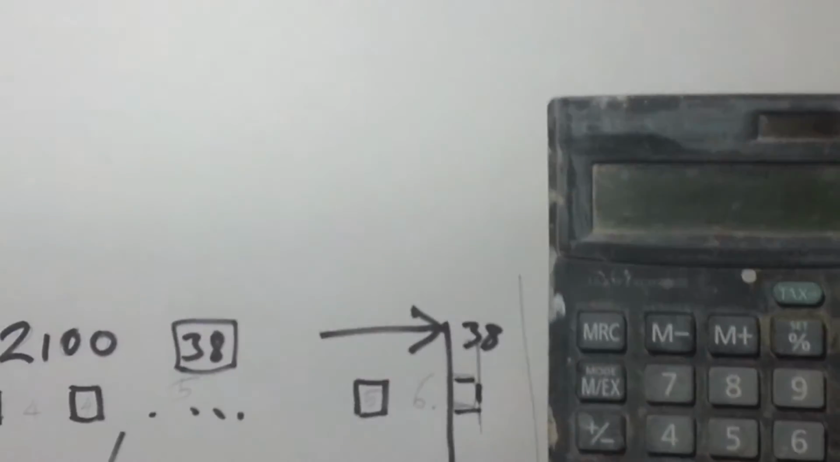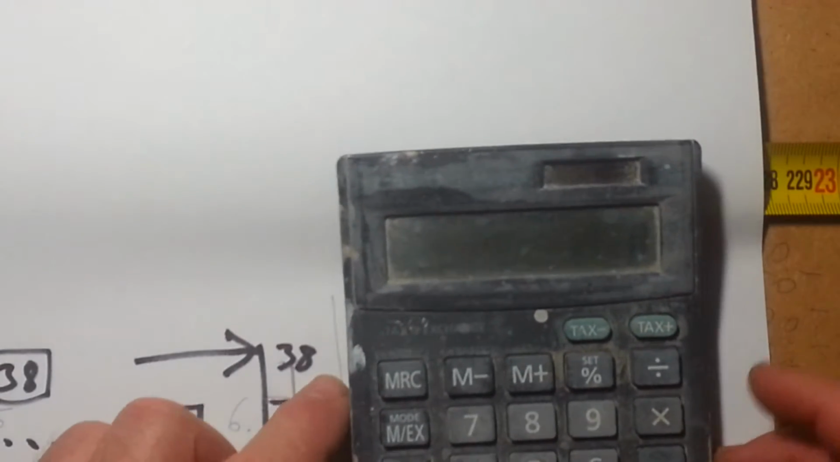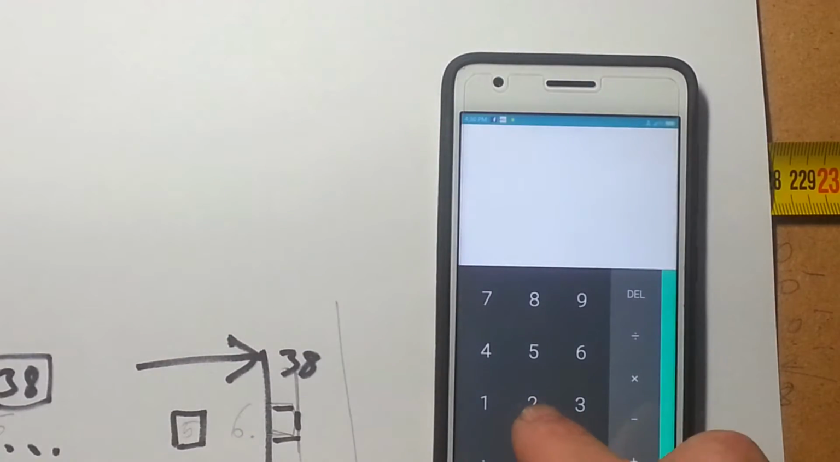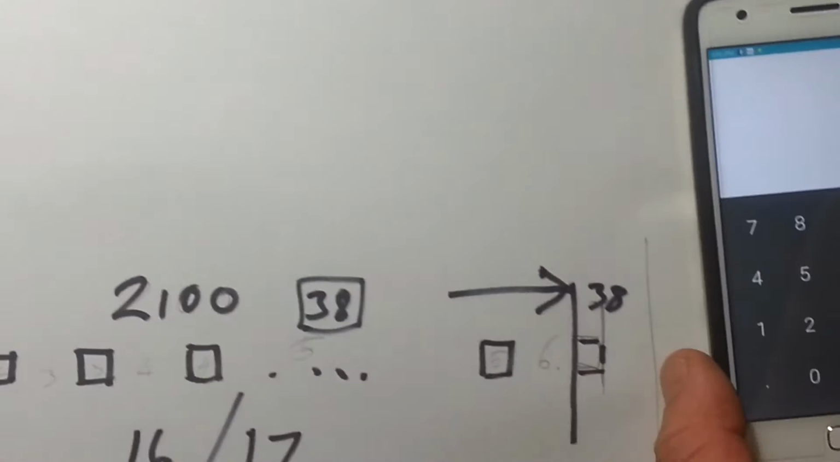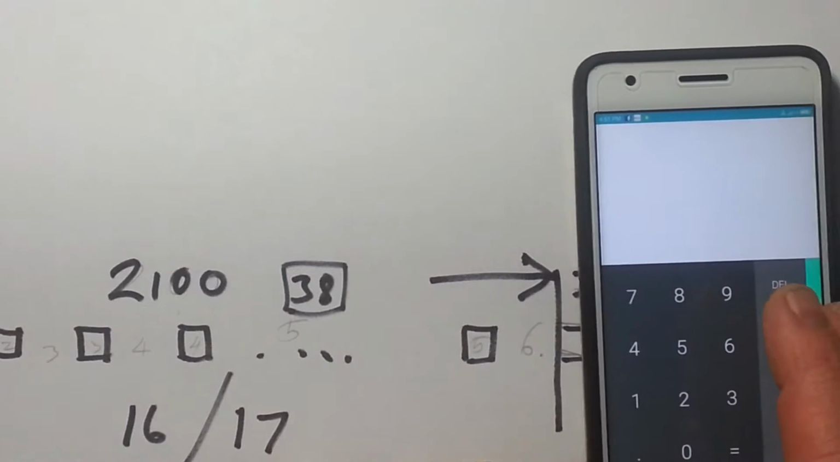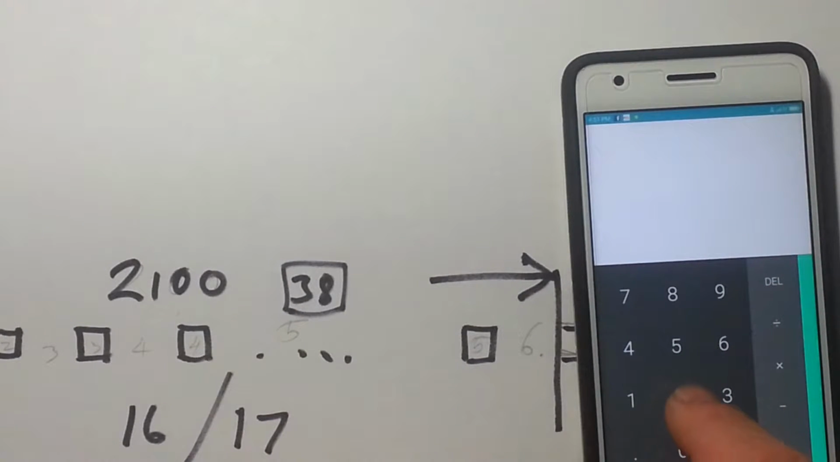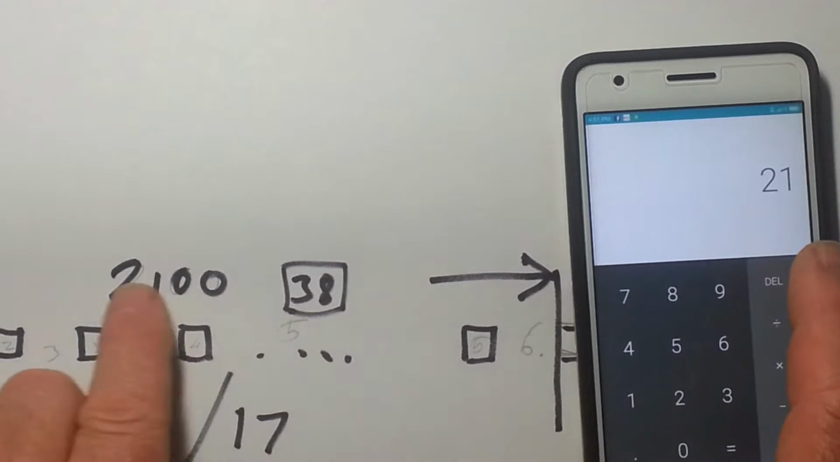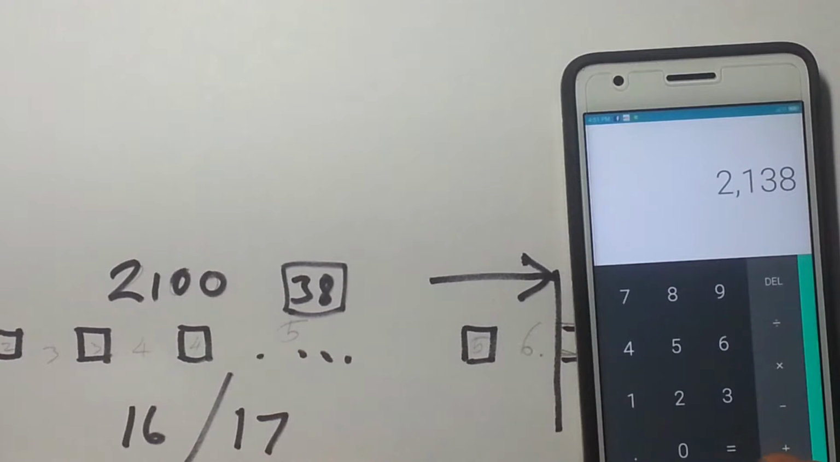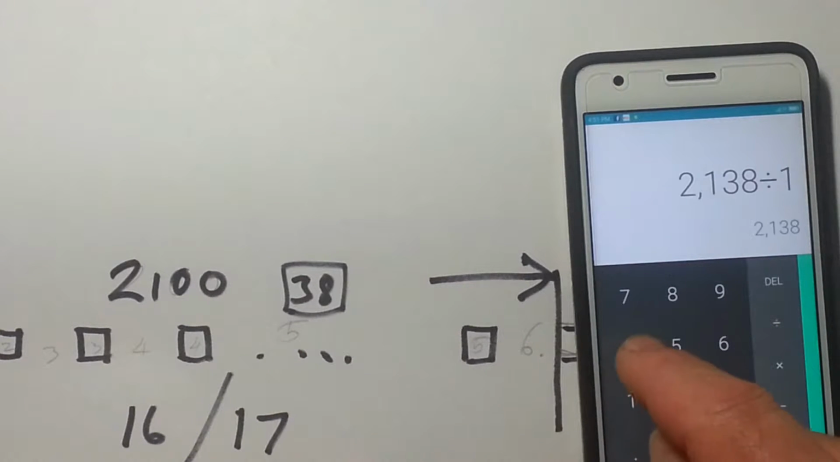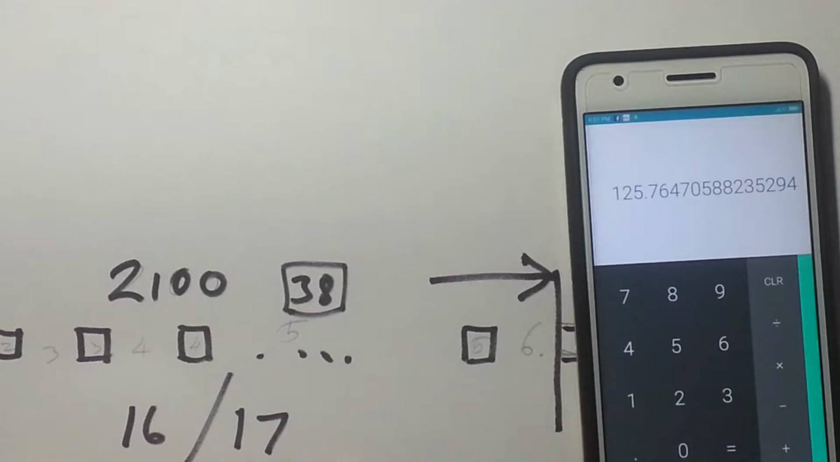I'll use the calculator here. So we have, can you see that? Okay. Let's see if it fits on the same space. So 2100 plus 38 is 2138, so it's pretty simple. Divided by 17 is some ghastly number, 125.76 yada yada yada.